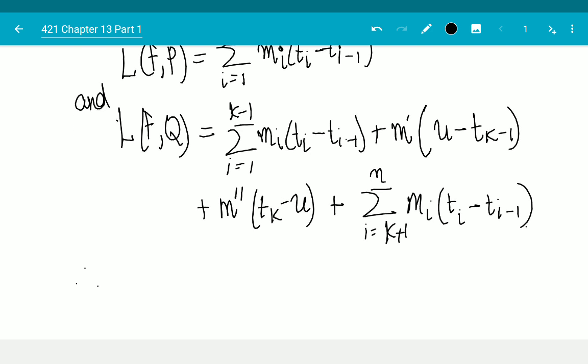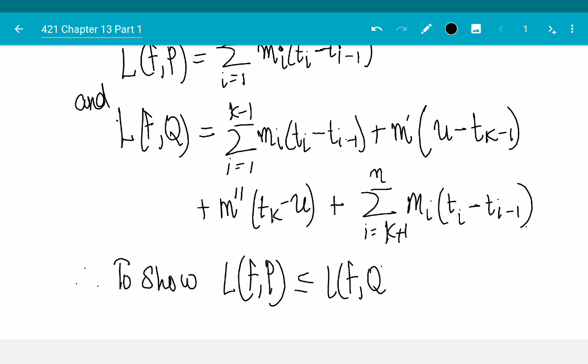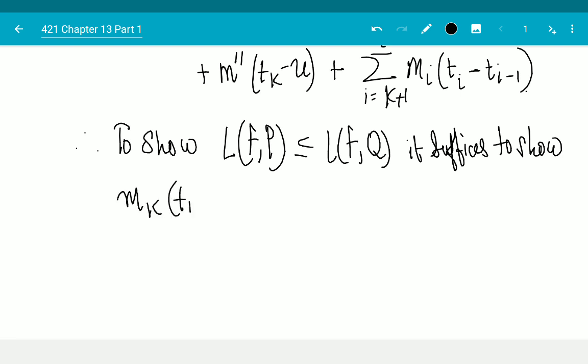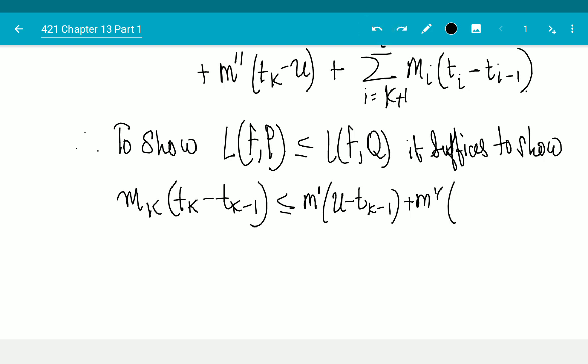And therefore, to show L f comma P is smaller than or equal to L f comma Q, it suffices to show that Mk times Tk minus Tk minus 1 is smaller than or equal to M prime times U minus Tk minus 1 plus M double prime times Tk minus U. Right?